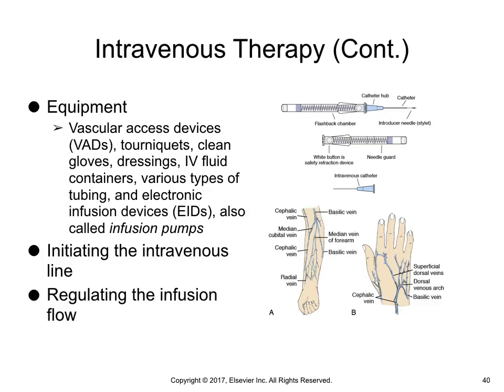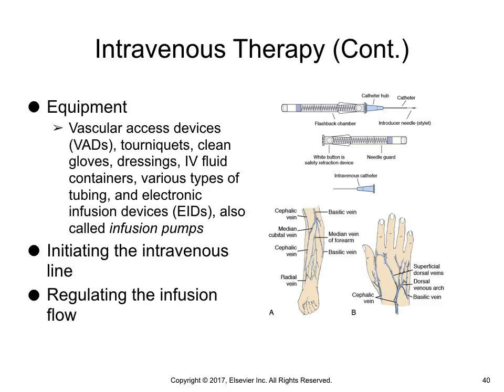Correct selection and preparation of IV equipment assists in safe and rapid placement of an IV line. Because fluids infuse directly into the bloodstream, sterile technique is necessary. Organize all equipment at the bedside for an efficient insertion. IV equipment includes vascular access devices, tourniquet, clean gloves, dressings, intravenous fluid containers, various types of tubing, and electronic infusion devices, also called infusion pumps.